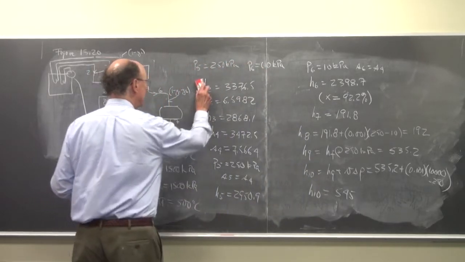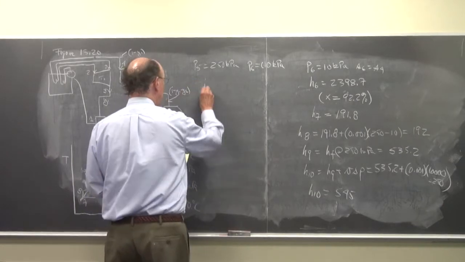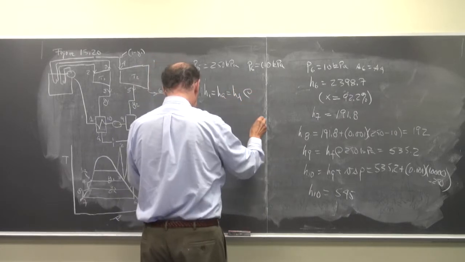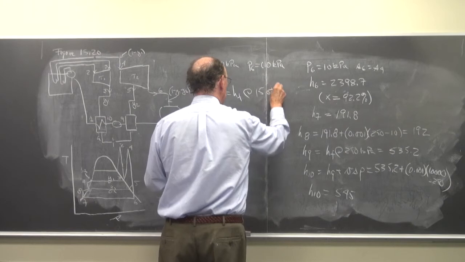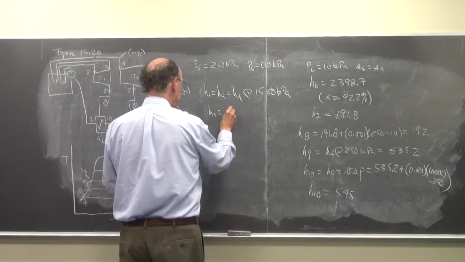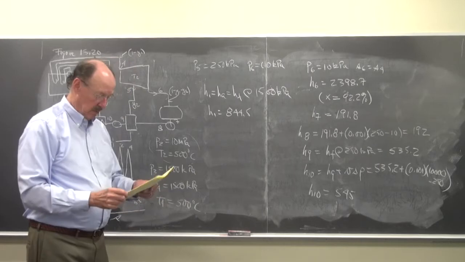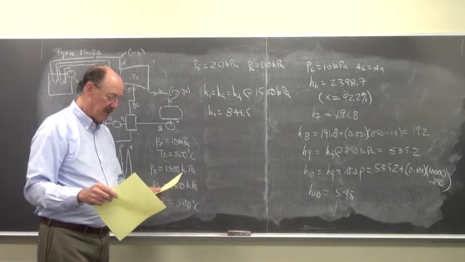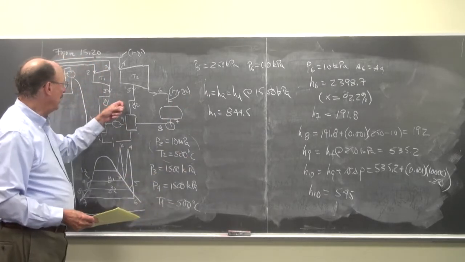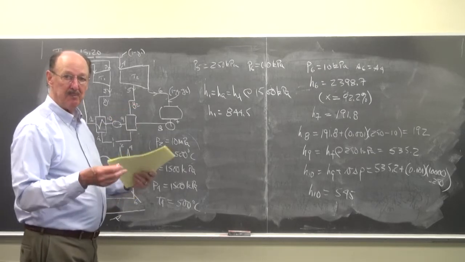Now going back and erasing some things. H1 is equal to HA, which is equal to H sub F at 1500 kPa. So H1 is equal to 844.5. And with that, we have found all the enthalpies around the cycle. So the next thing is we're going to find Y1 and Y2. And then we'll do the first law analysis on the turbine, the pump, the heat in, etc.